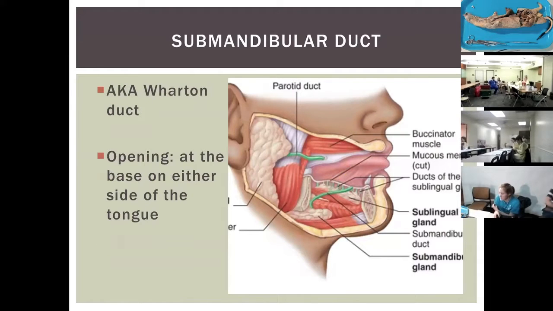The submandibular duct, so here, you can see the gland, and here's the duct. It's green and runs this way. And it opens at the base on either side of the tongue, so underneath the tongue on either side of that. And another name for the submandibular duct is the Wharton duct.